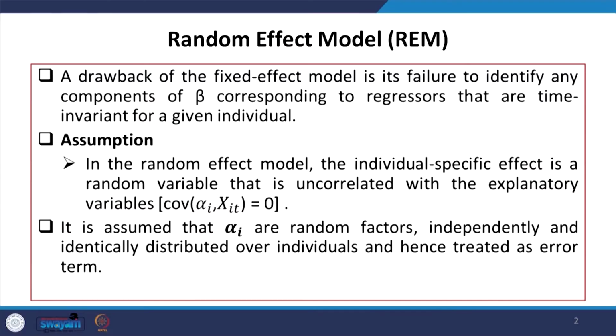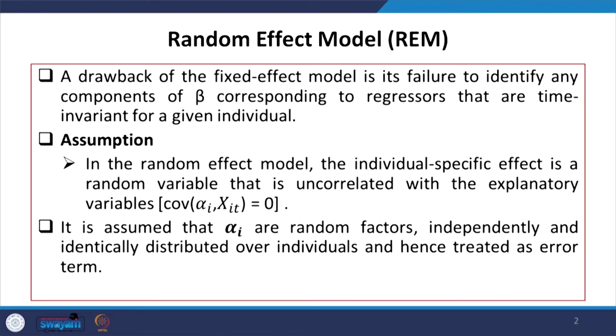One of the drawbacks of the fixed effect model is its failure to identify any components of beta corresponding to the regressors that are time invariant for a given individual. So, the betas which have issues of time invariance are not discussed correctly in the earlier model, and accordingly we take up the estimation of beta based on the time component.